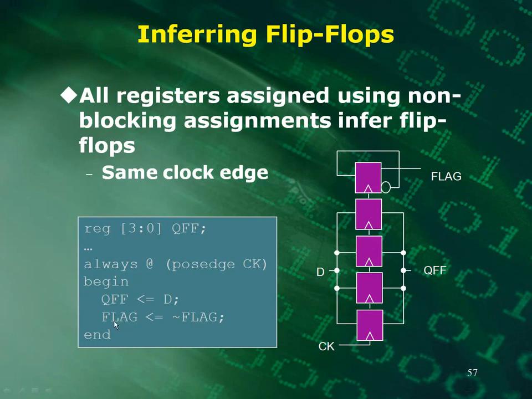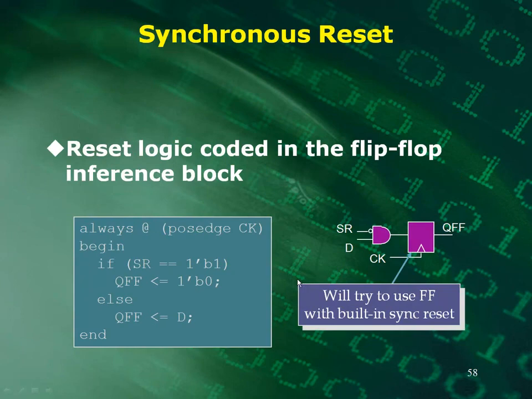So that's 4 flip-flops, and here I said flag is equal to the not of flag. If I do that, then I've basically taken the Q bar output and fed it back to the D input, and I get my flag. So it just inverts the flag on every clock edge, rising clock edge.